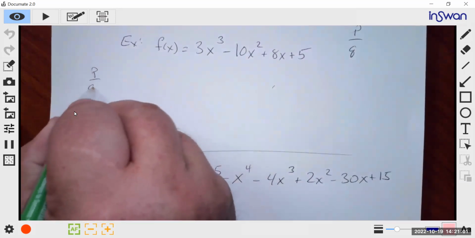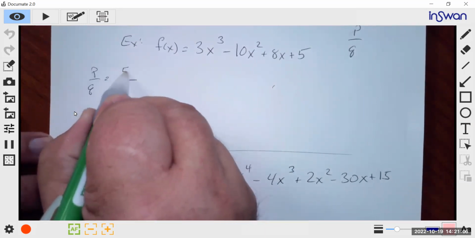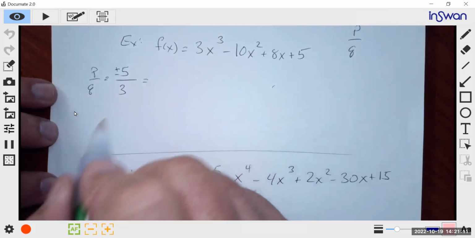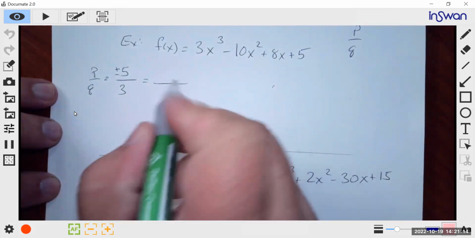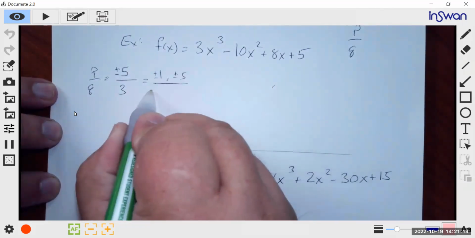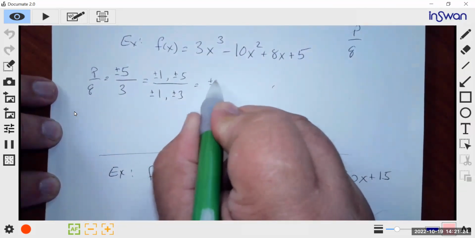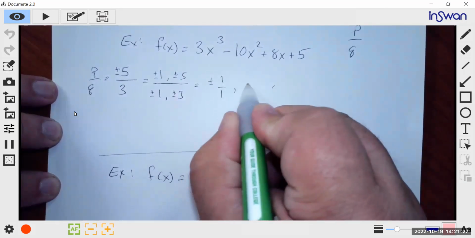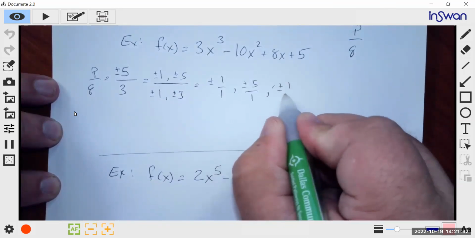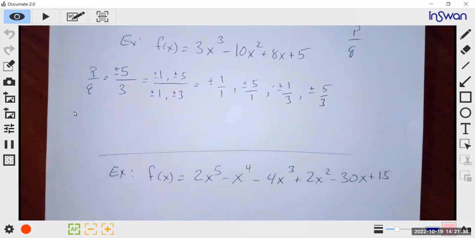So it's P over Q. What's P? P is 5. And Q is 3. So what are the factors of 5? 1 and 5. And 3. So the possible factors can be 1 over 1, 5 over 1, 1 over 3, 5 over 3.